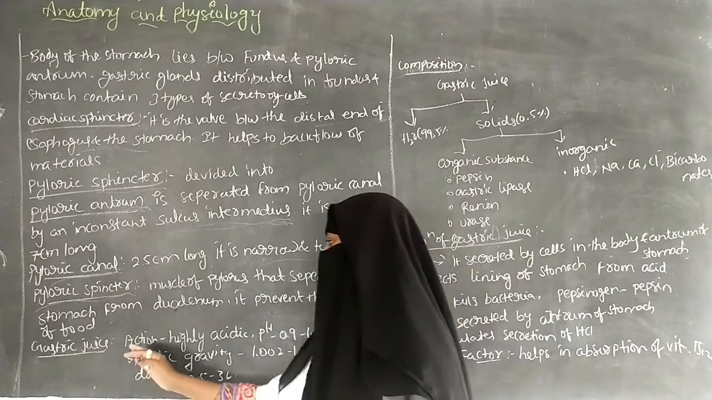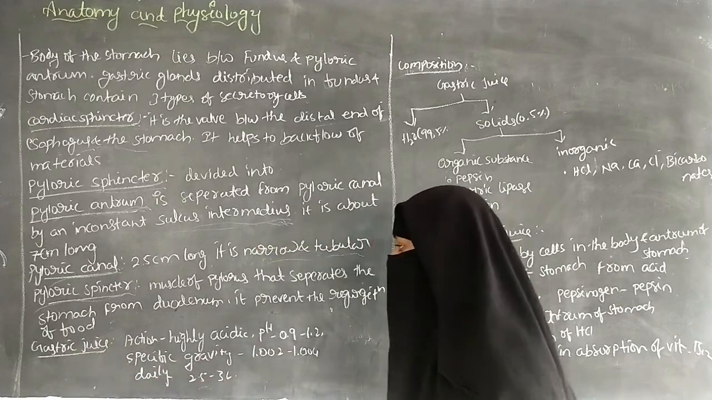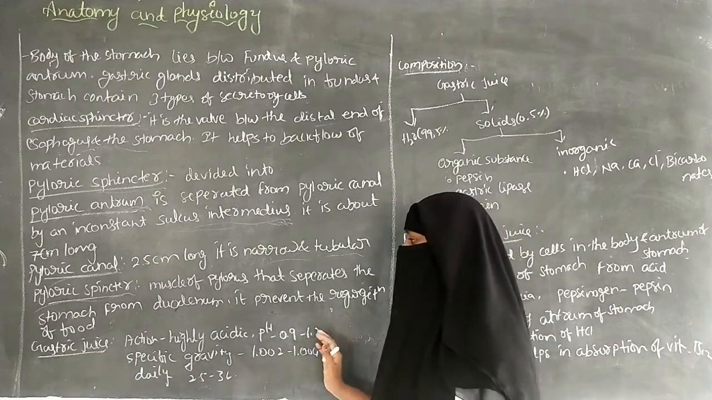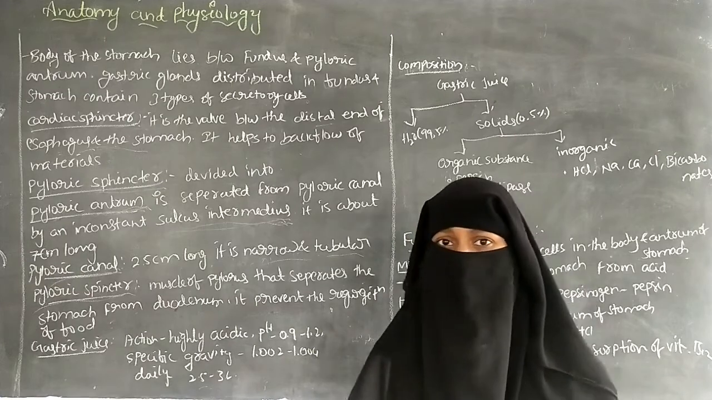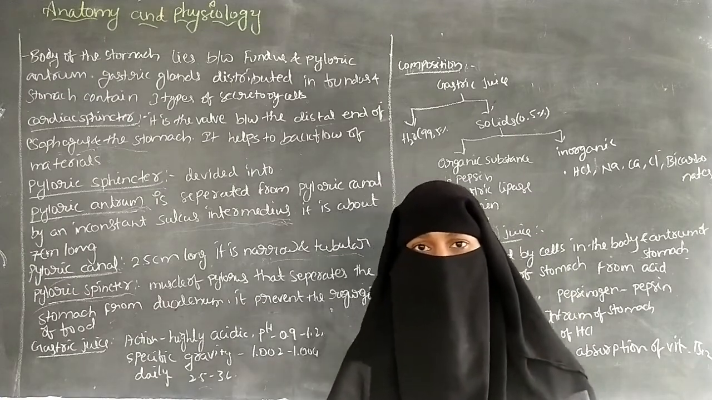And the next one is gastric juices. The gastric juices are secreted by the gastric glands which are situated in the stomach.